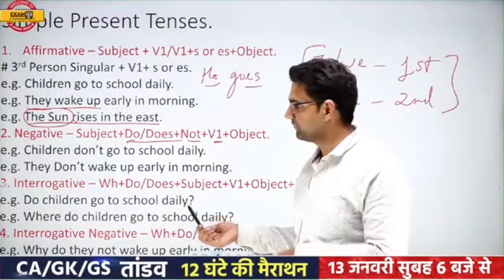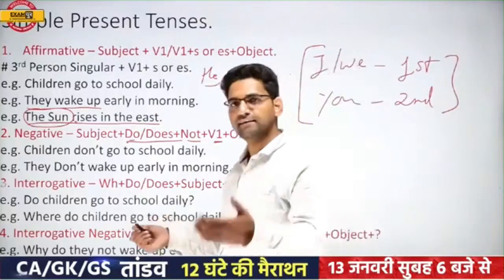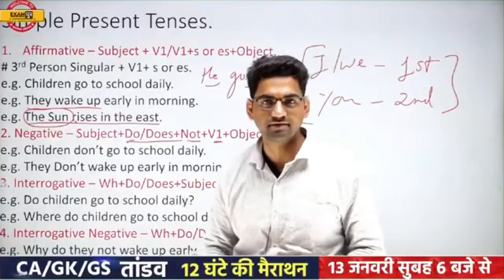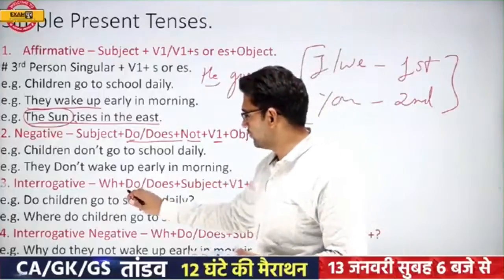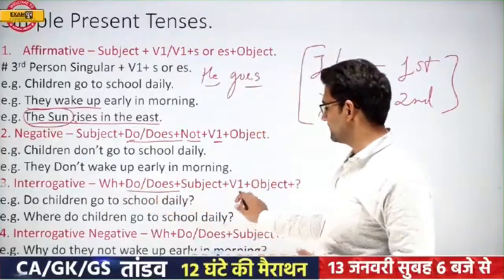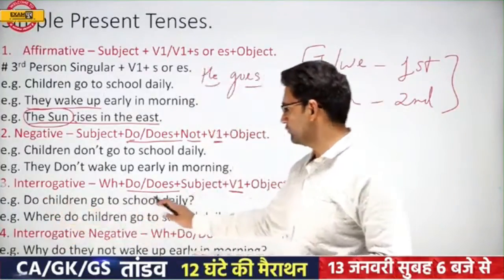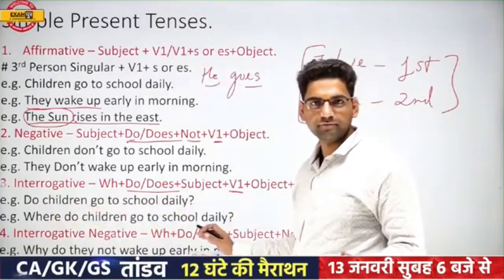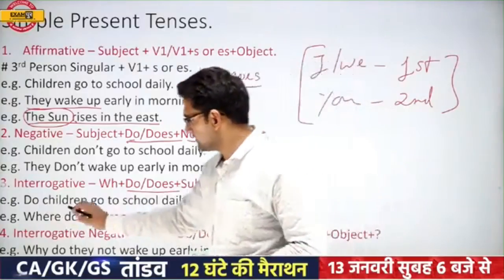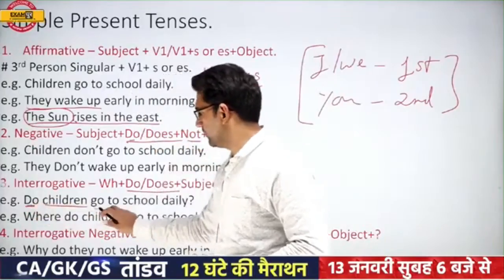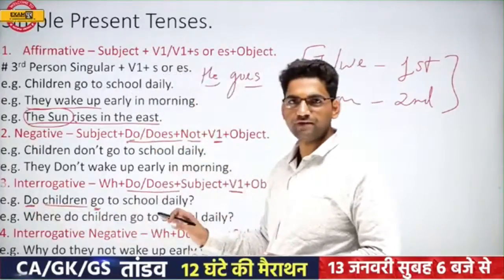Got it? Okay, moving on to next sentence, interrogative. How do you ask questions in present tense? So still you use do and does with base verb. And this is how you ask questions. Do children go to school daily? Okay. The subject is used between the helping verb and main verb. You can see the difference here.